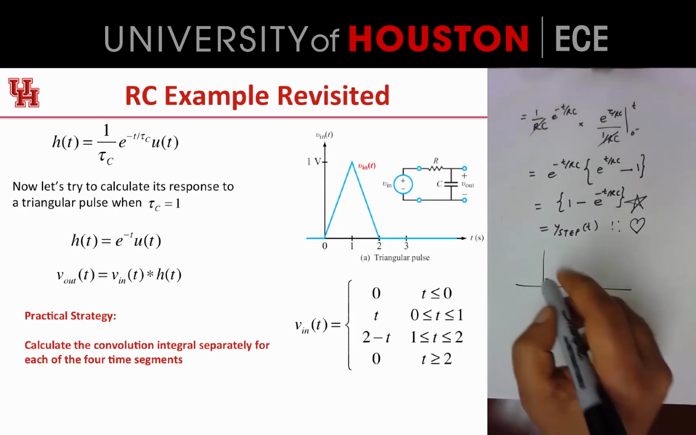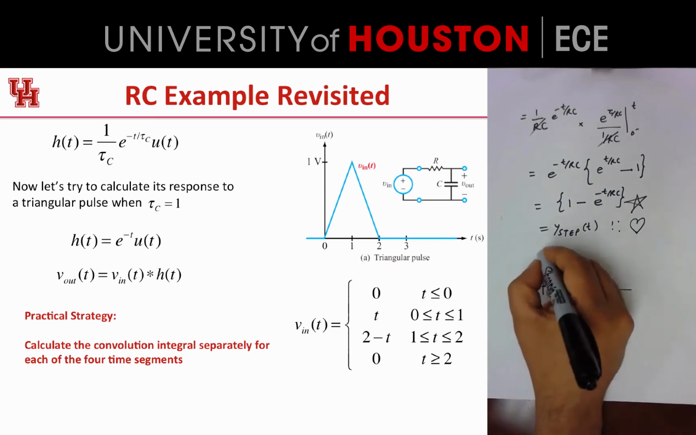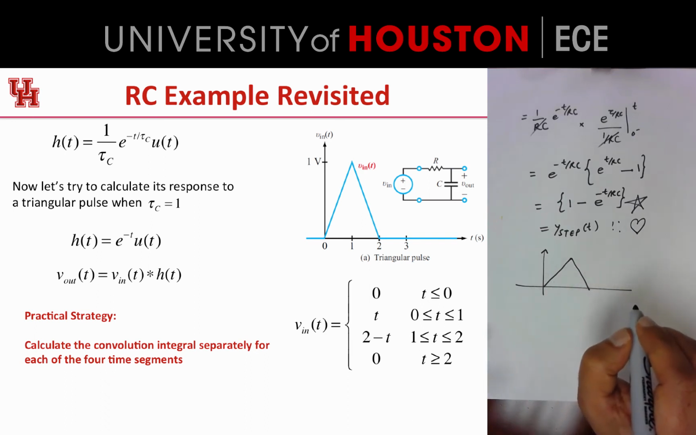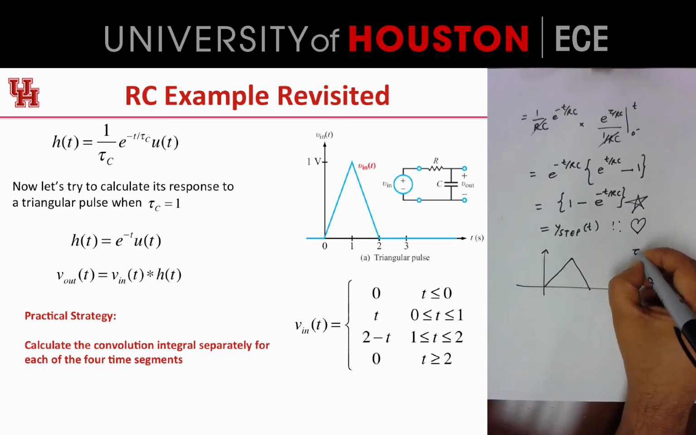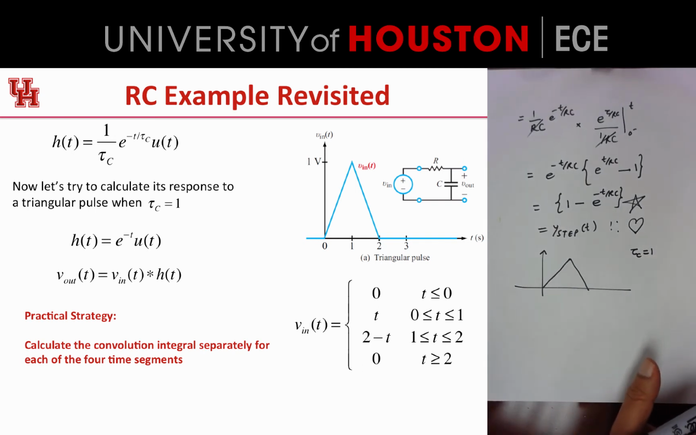In this case, the input is kind of like a tooth. It looks like this, okay? So we have an RC circuit, and let's make our life easy. Suppose for this RC circuit, tau c equals 1. So imagine you have a 1 ohm resistor and a 1 farad capacitor. I know that's ridiculous, the 1 farad capacitor is going to be huge, but what's a 1 farad capacitor between friends? So let's suppose that tau c equals 1.